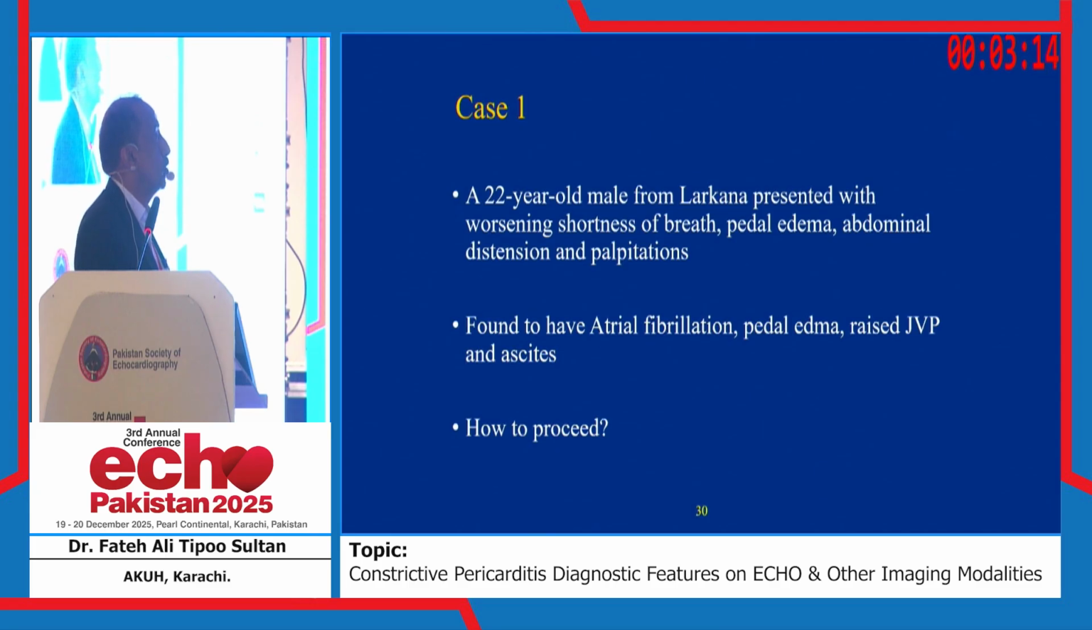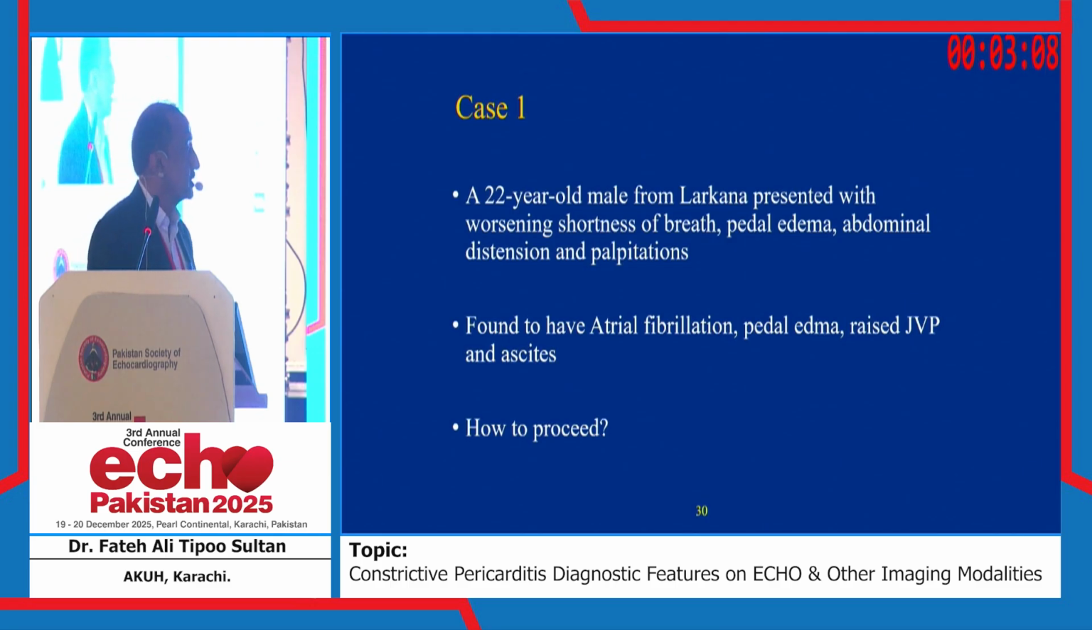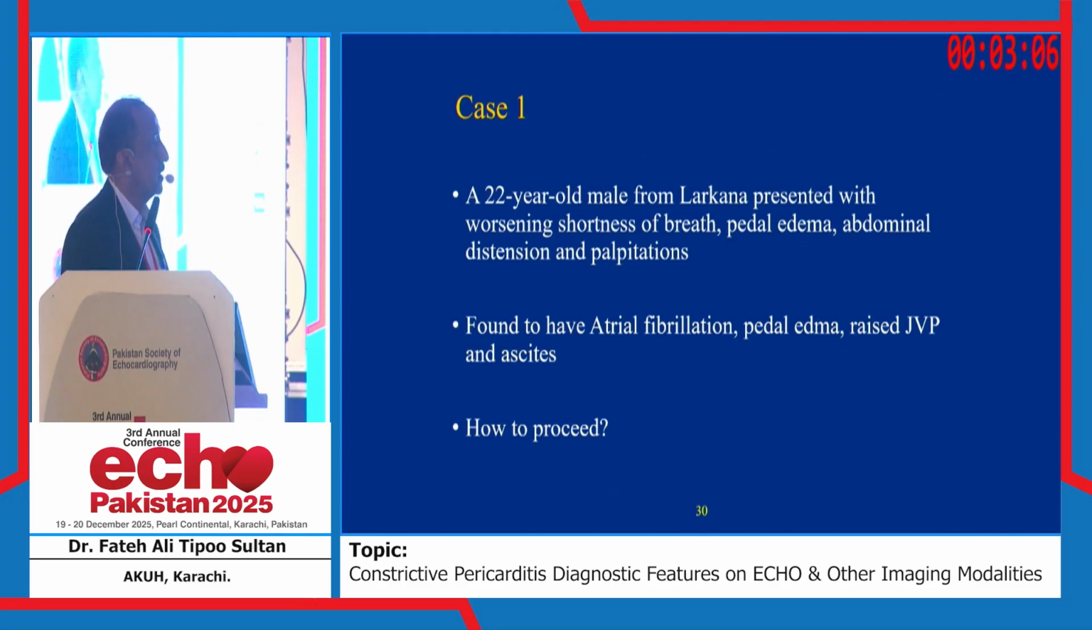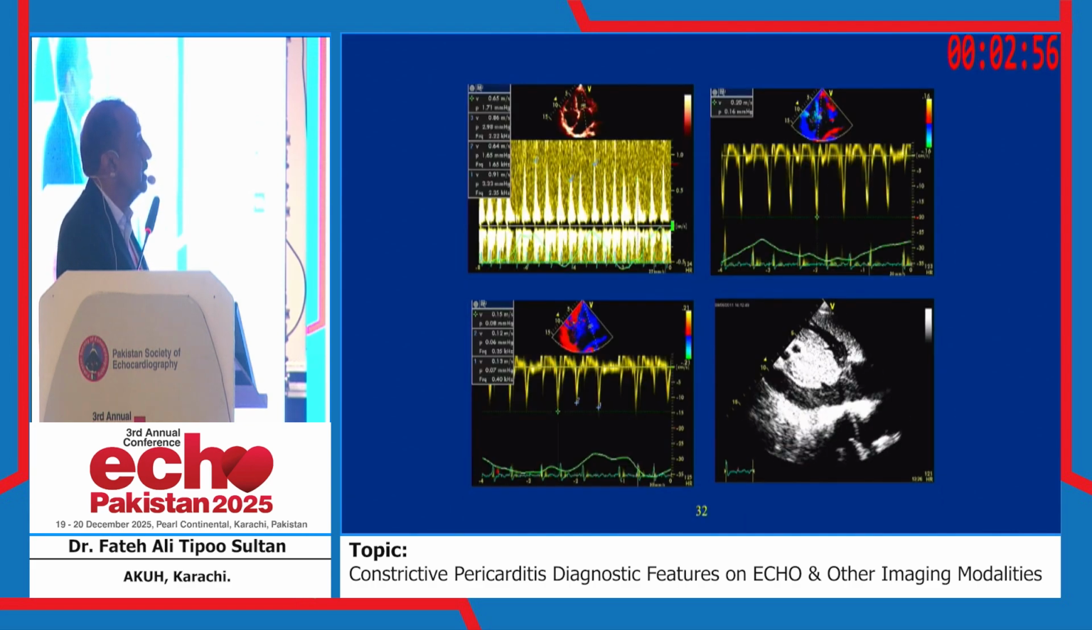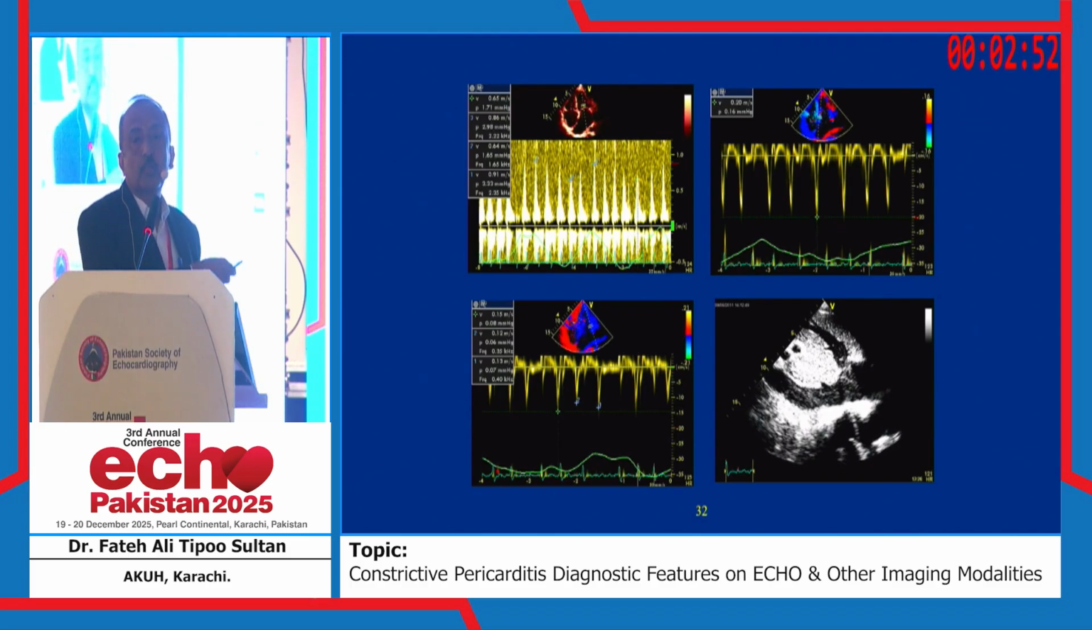So a 22-year-old male from Larkana presented with worsening shortness of breath, pedal edema, abdominal distension, and palpitations. He was found to have atrial fibrillation, pedal edema, raised JVP, and ascites, all the features of constrictive pericarditis. So we did the echocardiogram and we found all the features of constrictive pericarditis here. I'm not going to repeat all those, but all the features that I have just discussed with you were present there.